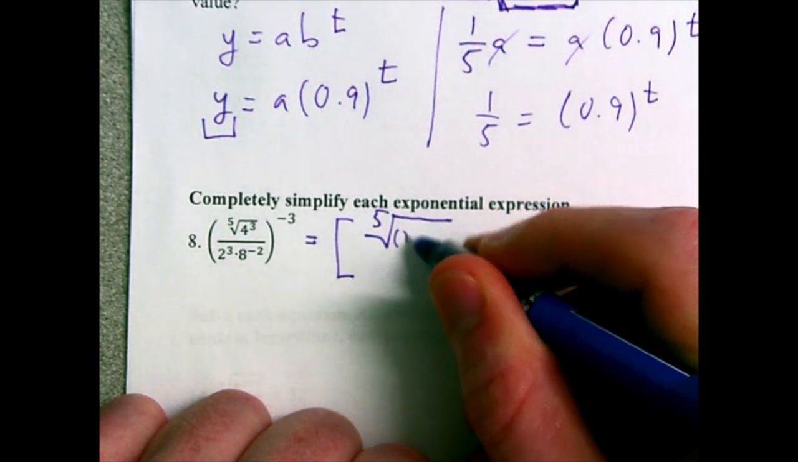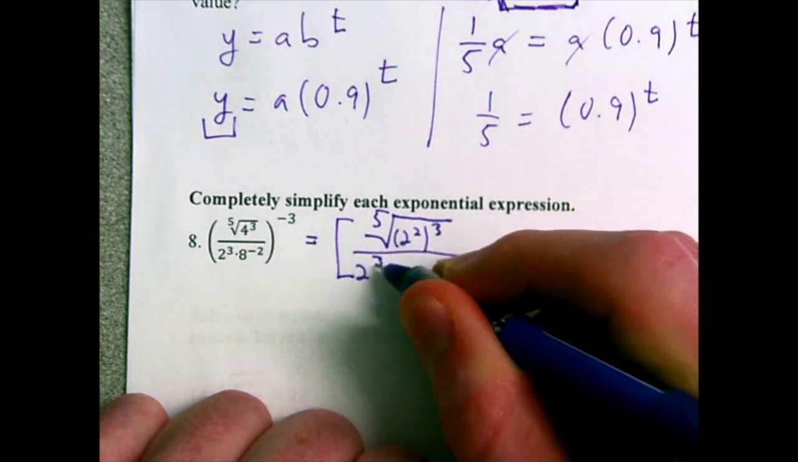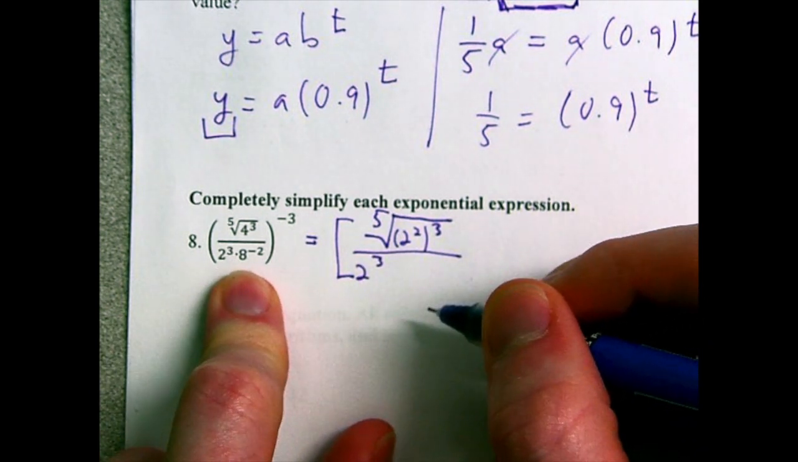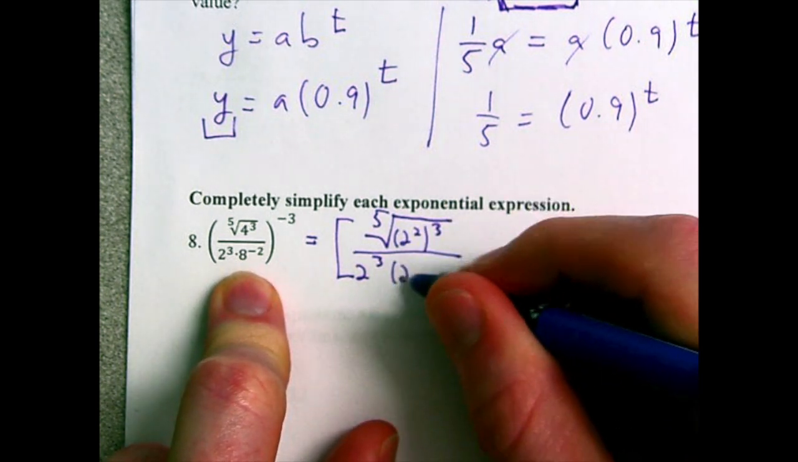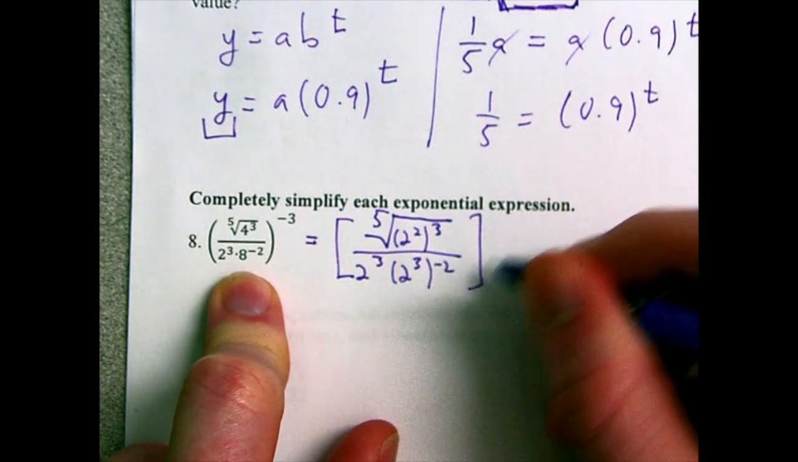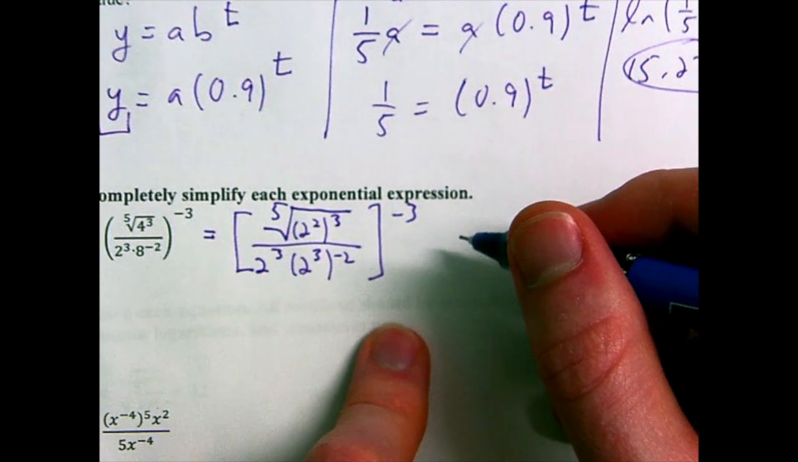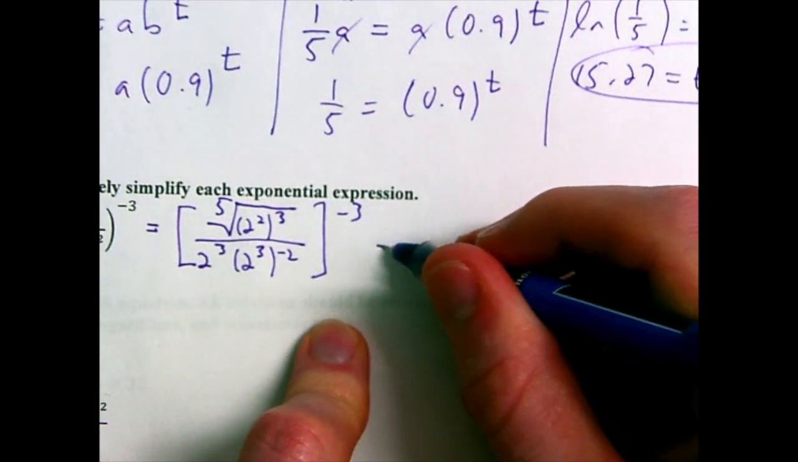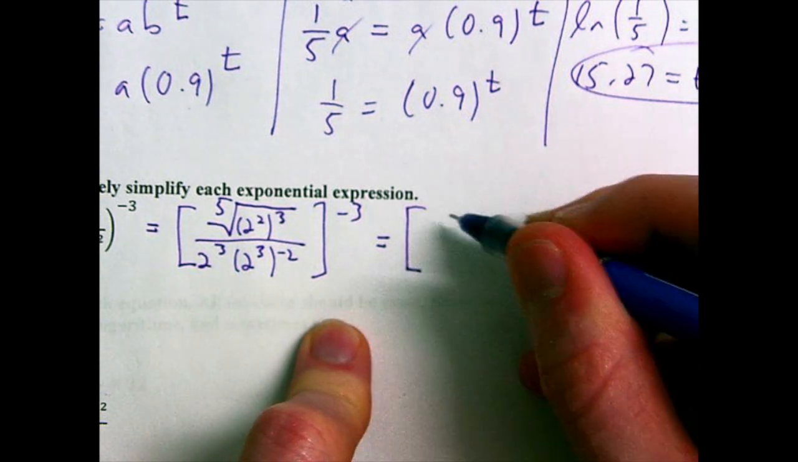4 is like 2 squared to the third. 8 is like 2 to the third. So that's 2 to the third to the negative 2. And all of this is being raised to a negative 3. Man, this is a mess. What a crazy problem. All right, well, so let's have a look. So I guess I can clean this up a little bit here.